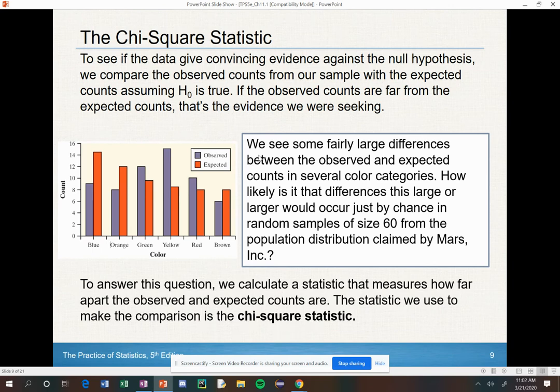So if we see fairly large differences between observed and expected counts in several color categories, how likely is it that differences this large or larger would occur by chance in random samples of size 60 from that population distribution? That's where our p-value is going to come into play, the probability of that particular difference occurring. To answer this question, we have to calculate a statistic, and we call that the chi-squared statistic.